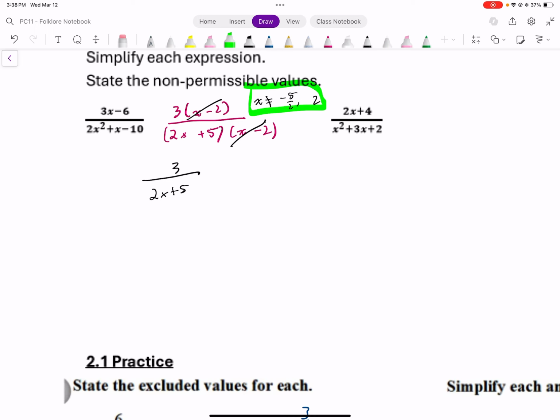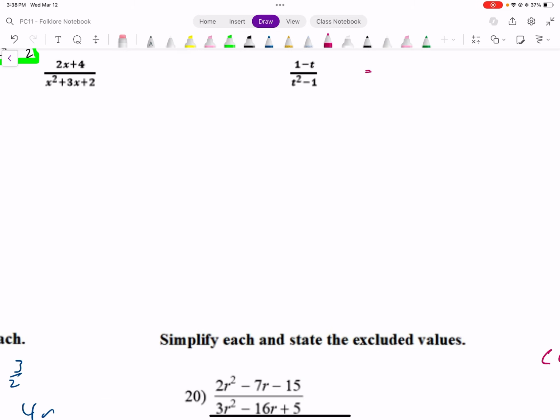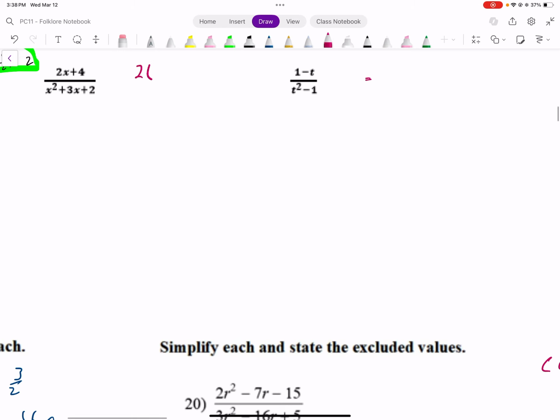Please don't forget my restrictions. So there we have it. Not so bad. Let me move on to the second one. Second example is 2x plus 4. So I'm going to factor that. What I recognize is in the numerator, both terms have a factor of 2. So I'm going to factor that out, and that would be x plus 2.